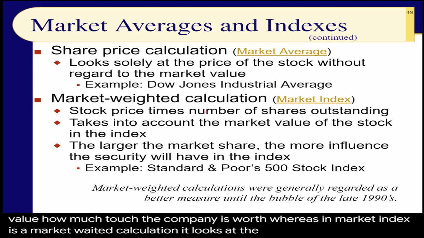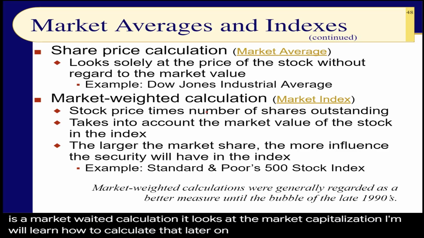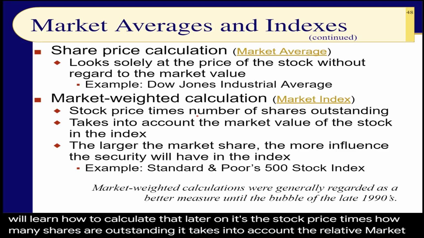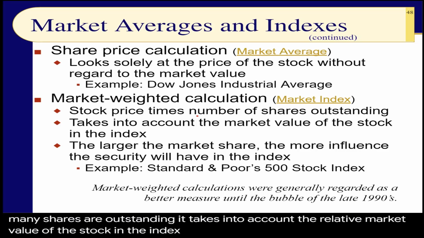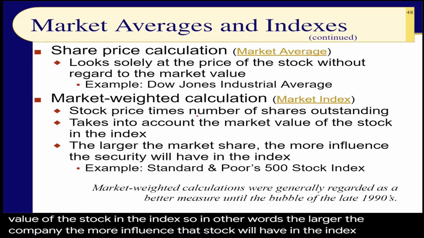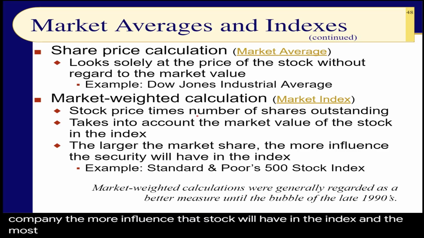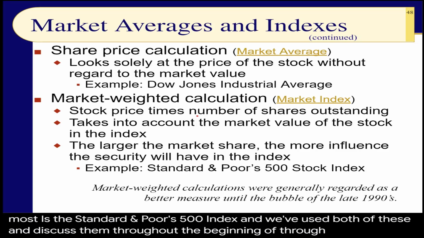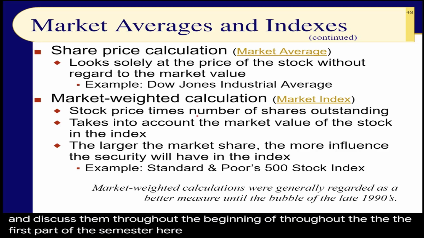It looks at the market capitalization, and we'll learn how to calculate that later on. It's the stock price times how many shares are outstanding. It takes into account the relative market value of the stock in the index. So in other words, the larger the company, the more influence that stock will have in the index. And the most popular one here is the Standard & Poor's 500 index. And we've used both of these and discussed them throughout the first part of the semester here.